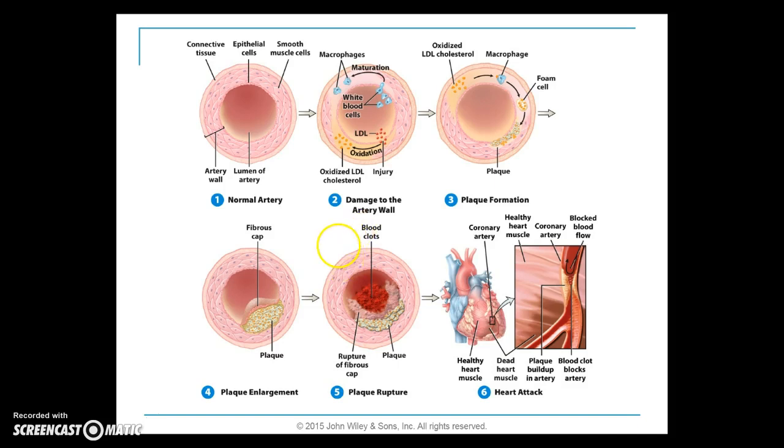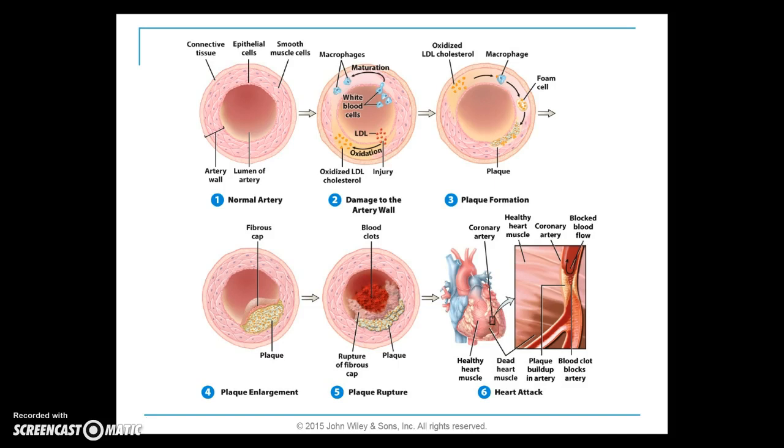So here we see a normal artery. This wall is healthy. It's lined with a layer of epithelial cells that are surrounded by smooth muscle. Here we start to see damage to the lining of the artery wall, and it causes inflammation and begins the process of plaque formation. And this injury attracts white blood cells inside it, and we can see the inflammation. At 3, here we start to see the plaque buildup inside the artery wall.